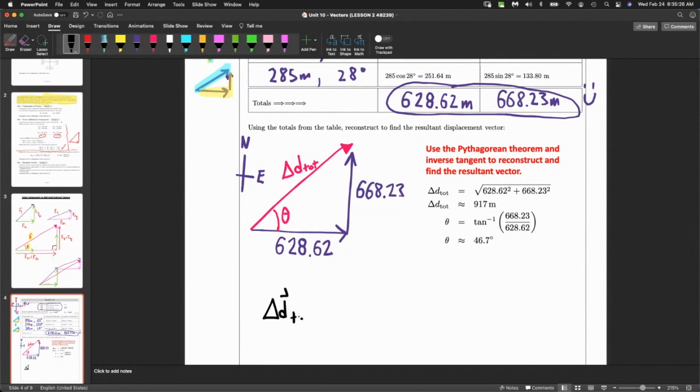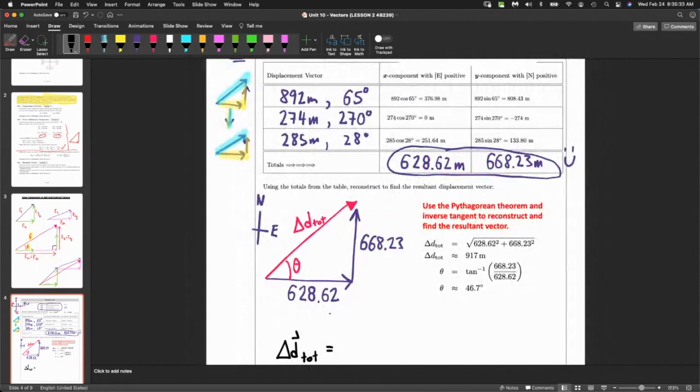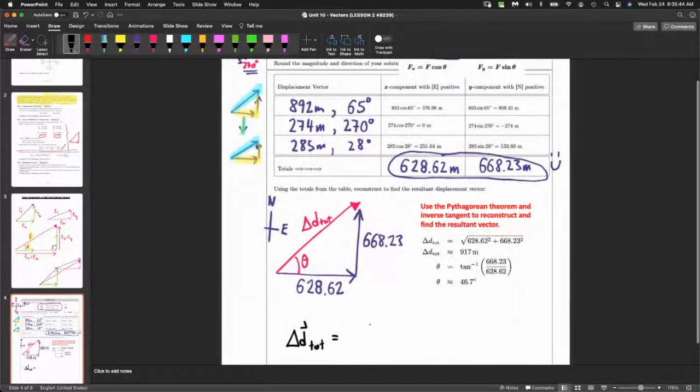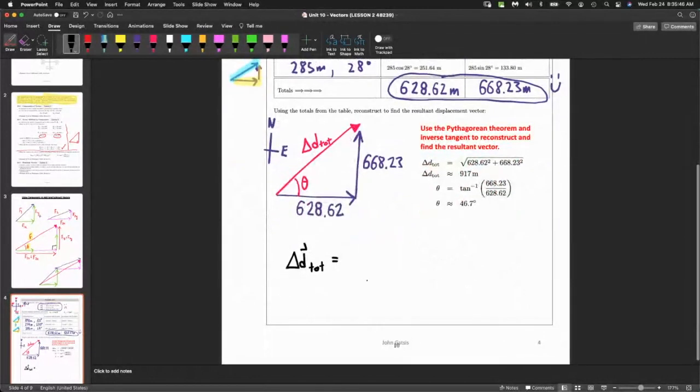So the final answer here, delta D total, is a vector. Now, how do we present the vector? The expectation is in the question. You see how in the question I have a magnitude and then square brackets with a direction? Well, that's what you do. Give the answer the same way that I gave you the question. If you don't know how to present it, just look at the question and use a similar style. So 917 meters.